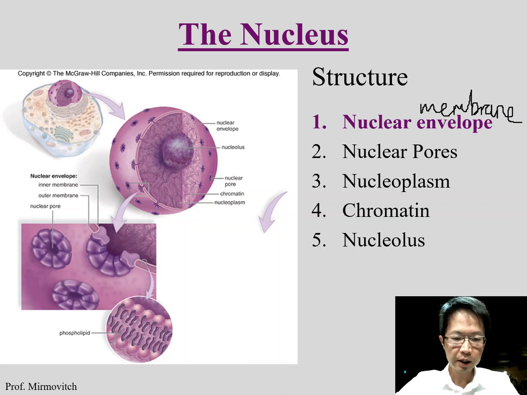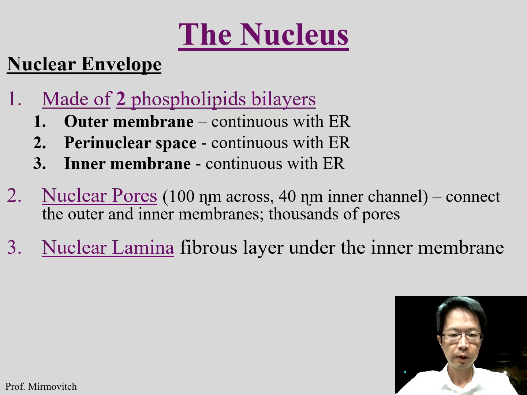If you see in here, you have one phospholipid bilayer here, and you have a second phospholipid bilayer here. So the nuclear membrane or nuclear envelope is a double membrane. It has two phospholipid bilayers. Okay, next slide says it has two phospholipid bilayers.